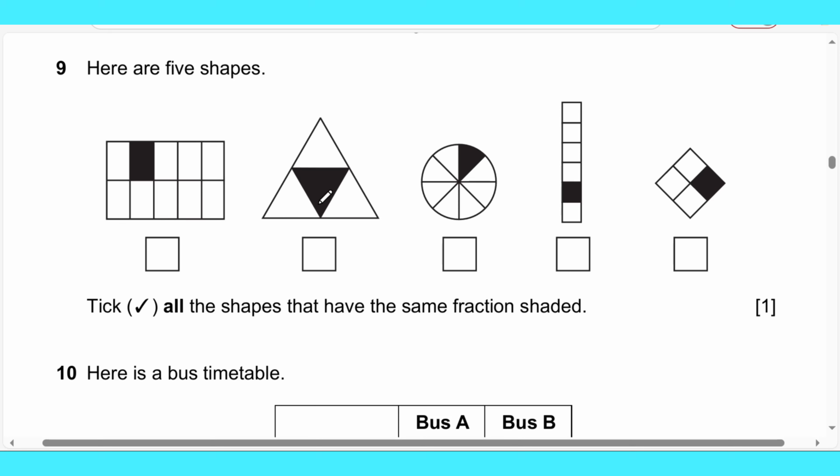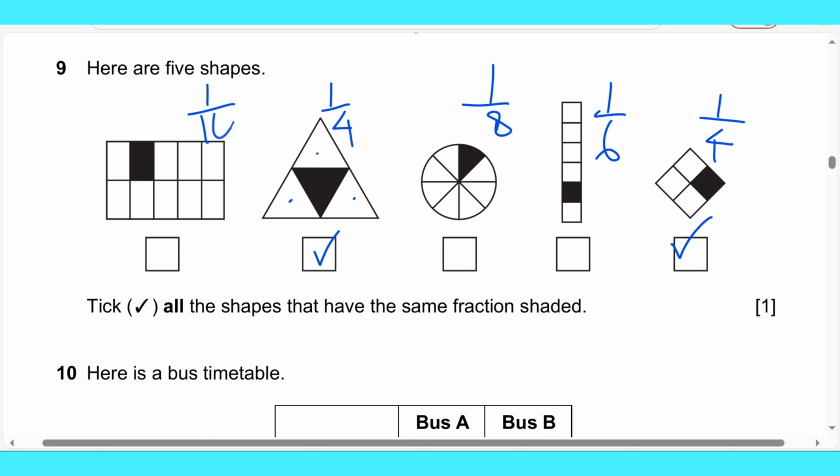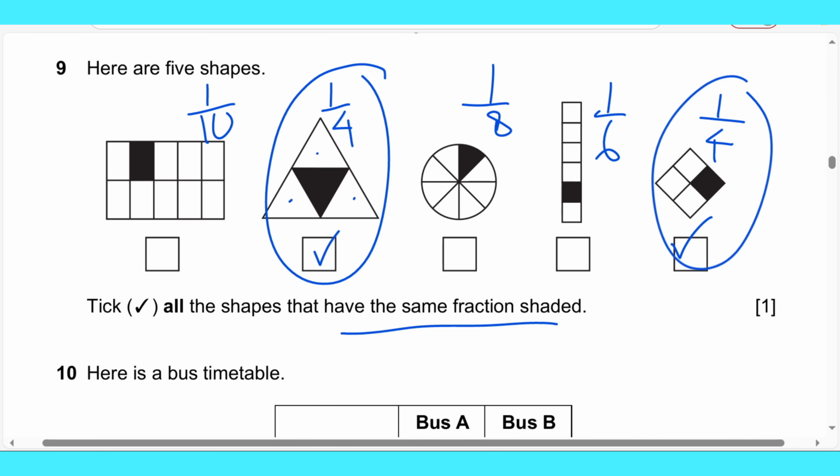So the answer for this is, here we go and here we go. How do we do that? This is 1 out of 1, 2, 3, 4. So 1 out of 4. The same applies to this one. This is 1 shaded out of a total of 1, 2, 3, 4. And then the rest: this is 1 out of 1, 2, 3, 4, 5, 6. And this one is 1 out of 1, 2, 3, 4, 5, 6, 7, 8. And this one is 1 out of 1, 2, 3, 4, 5, 6, 7, 8, 9, 10. So the same fraction will be only on 1/4. Alright, let's move on.